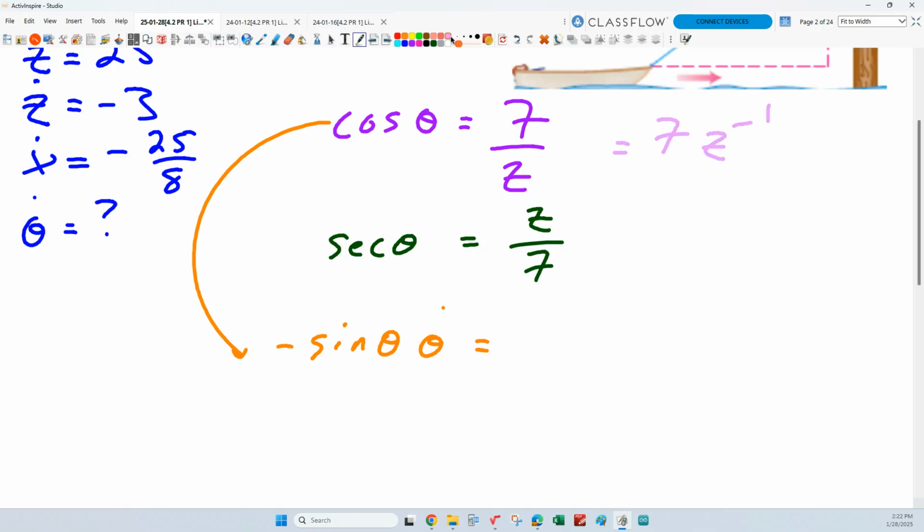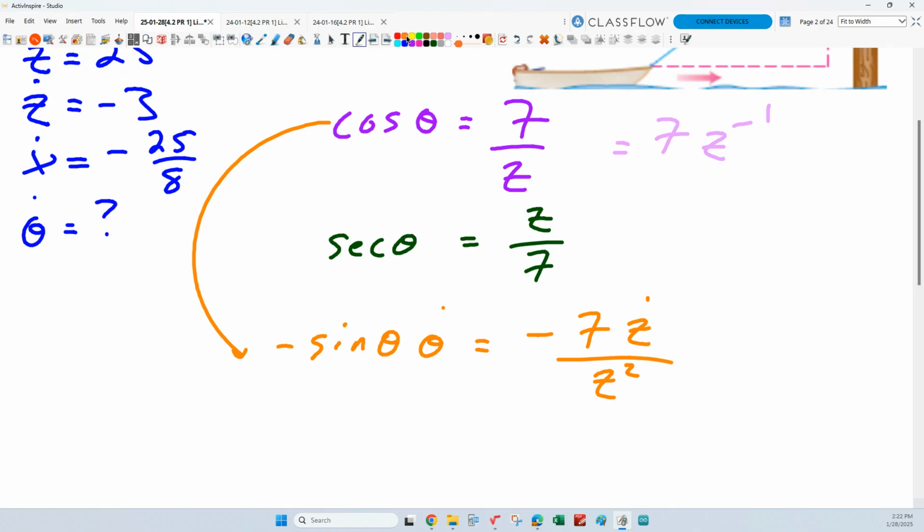On the other side, remember, this is just equal to 7z to the -1, right? So we don't need to use quotient rule here. We'll just use power rule. What's that give us? -7z to the -2, which just puts a z squared on the bottom, times z dot. Okay, so then doesn't that just give us -7z dot over z squared? Right?